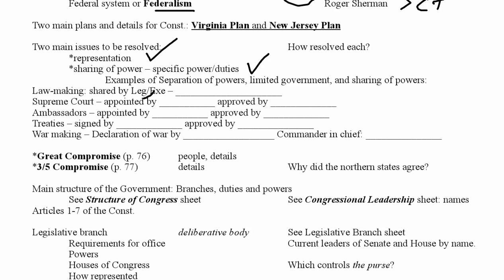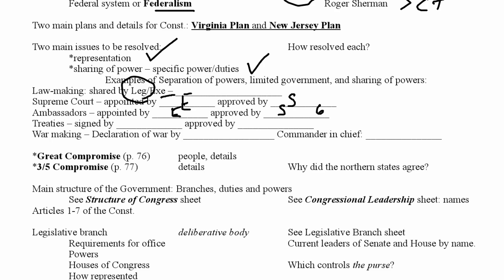The legislative branch writes the bills and they vote on it, and the executive branch has to sign it, or he may veto it. And the legislative branch could actually override the veto of the executive branch. The Supreme Court is appointed by the executive branch and approved by the Senate or the legislative branch. The ambassadors are the same thing, appointed by the executive, approved by the Senate.